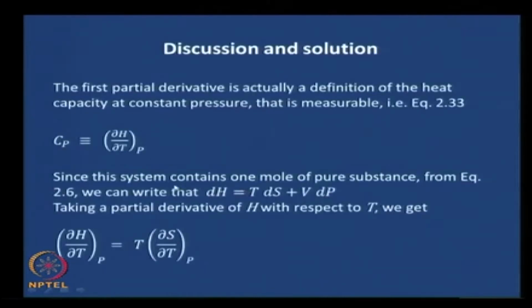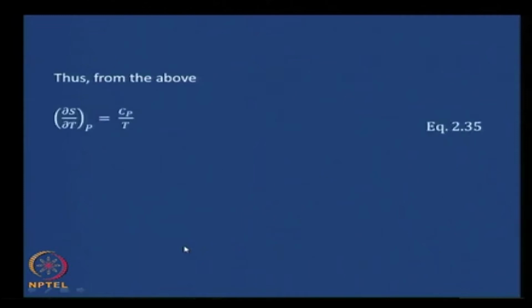Proceeding further, ∂S/∂T at constant P equals Cp by T. You get this by comparing the previous equations. Let us go back a little bit. This is ∂H/∂T at constant P equals Cp, and ∂H/∂T at constant P we had gotten as T ∂S/∂T at constant P. You equate this to this, Cp is easily measurable, and therefore we get ∂S/∂T at constant P equals Cp by T. So we have handled this also. We will call this equation 2.35.